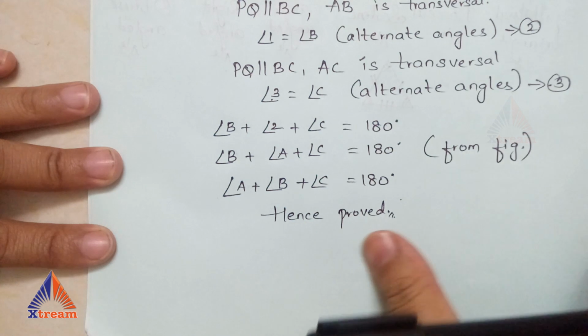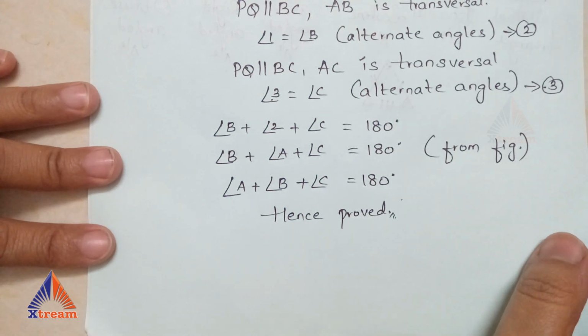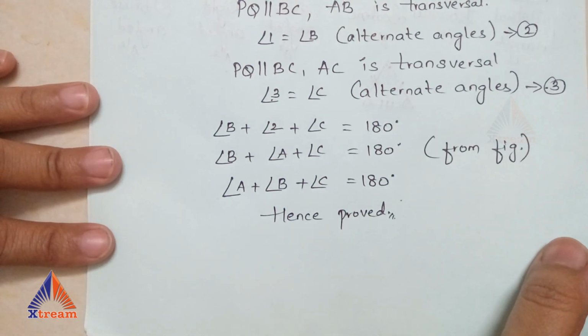This property is applicable for all types of triangles. It may be equilateral, isosceles, right angle, obtuse, acute, any type of triangle. This rule is applicable.